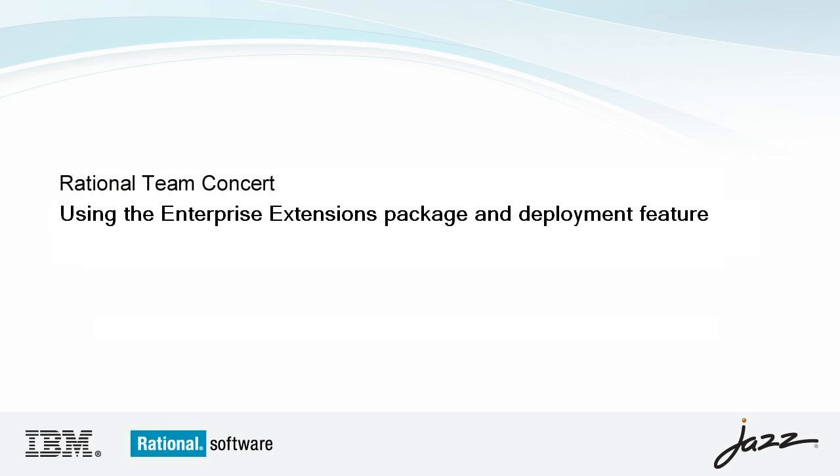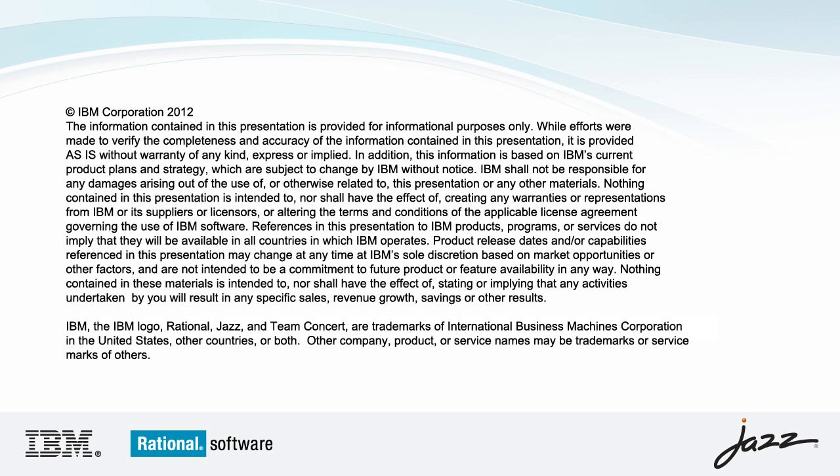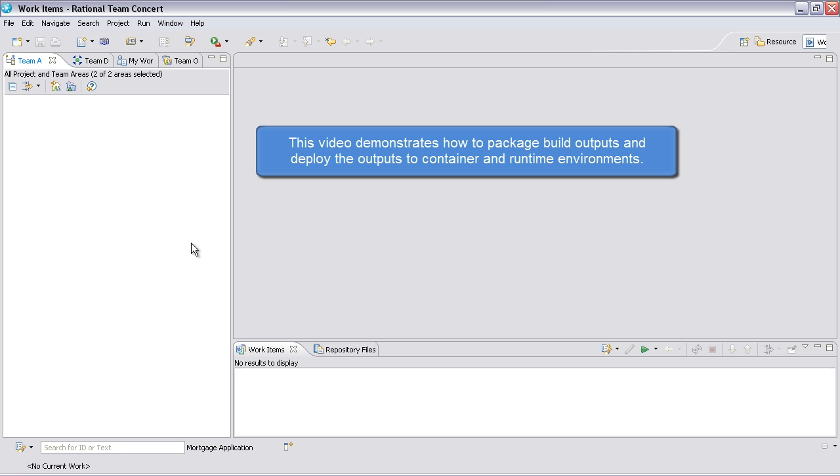Rational Team Concert presents using the Enterprise Extensions Package and Deployment feature. This video demonstrates how to package build outputs and deploy the outputs to container and runtime environments. We have set up a sample project that includes package and deployment definitions, a build engine, and sample artifacts.